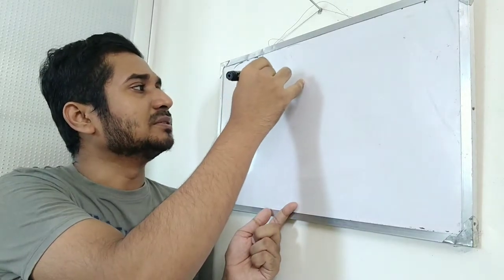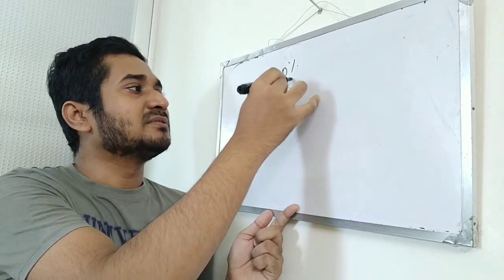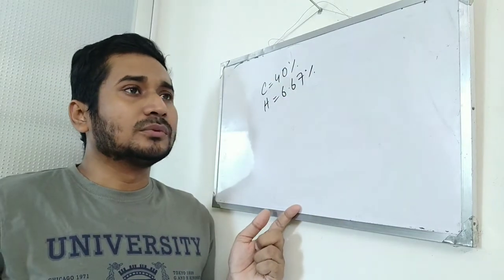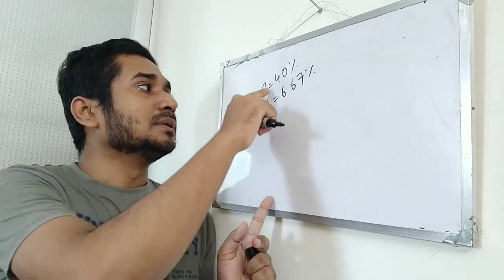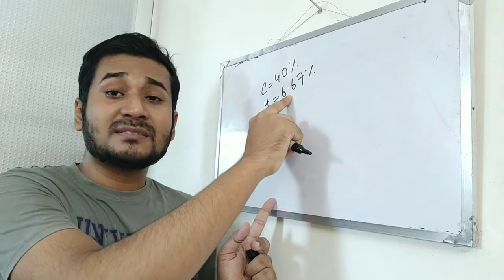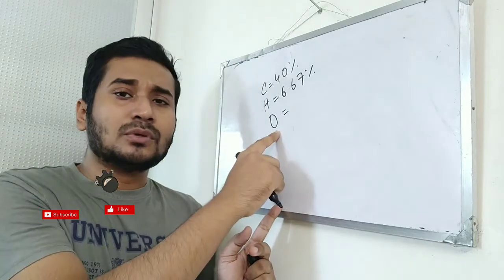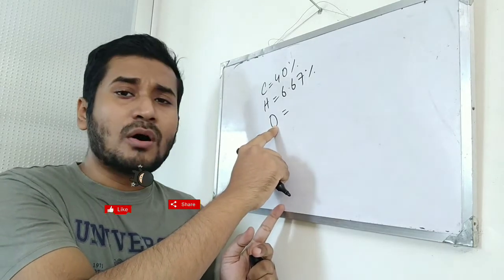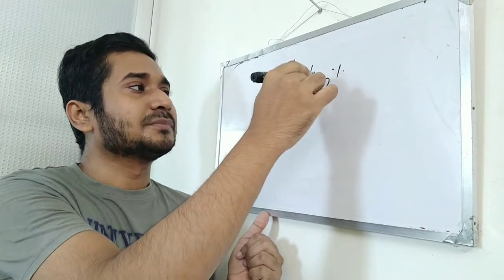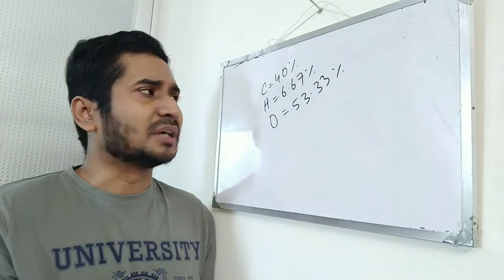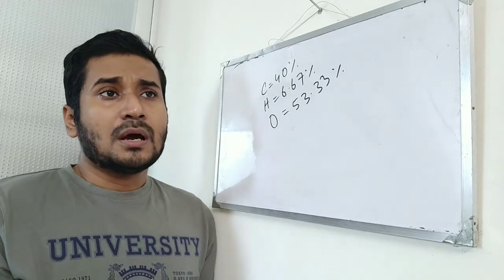Suppose you have been supplied that carbon is 40% and hydrogen is 6.67%. So we know that the percentage of any compound is 100. So carbon is 40%, hydrogen is 6.67%. That's why I can write oxygen. If there is another atom in this compound, say oxygen, that is 53.33%.